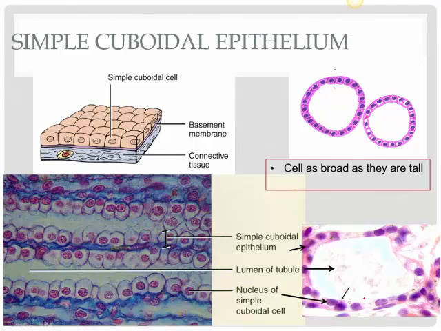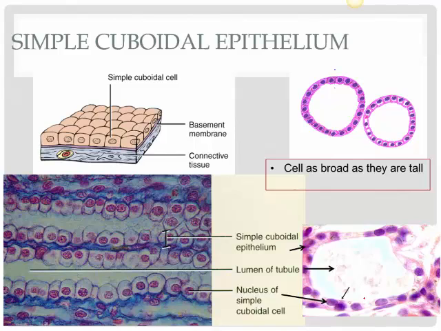So these cells are as tall as they are broad, usually seen in small ducts, and on the germinal epithelium of the ovary. You have a list of structures where it's seen in your notes, so I'm not going to go through that. My suggestion to you is to make flashcards and write down where the epithelium is found.